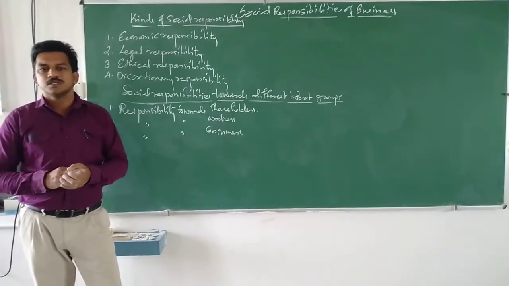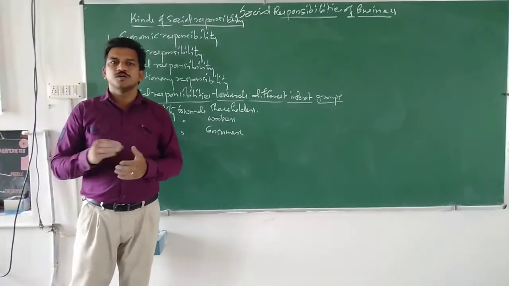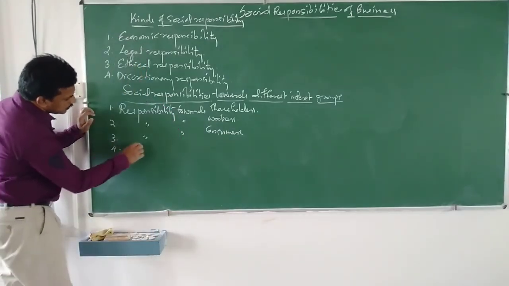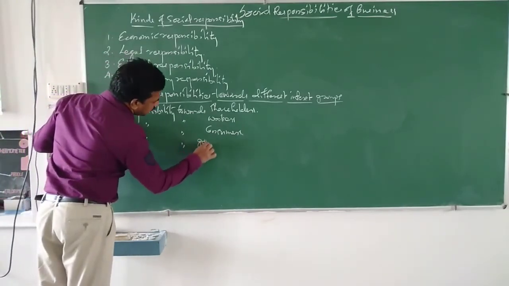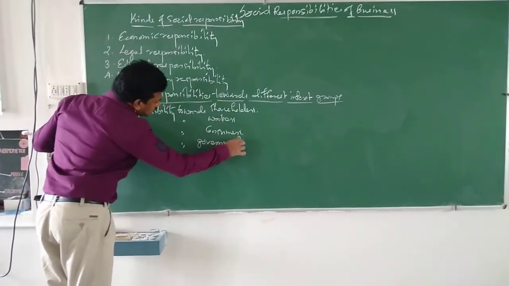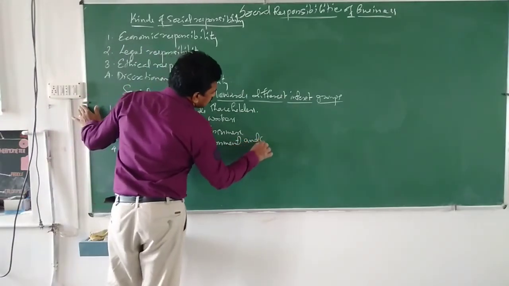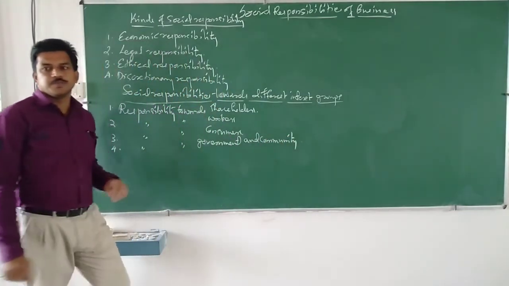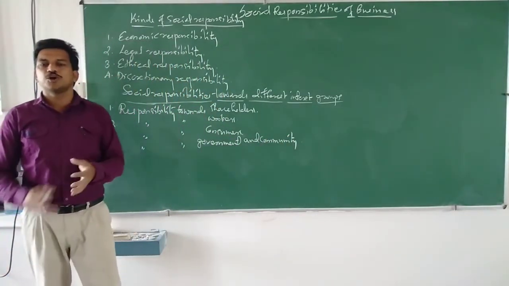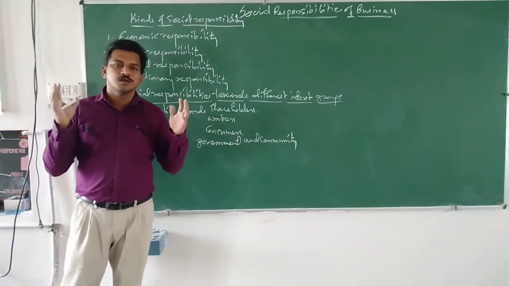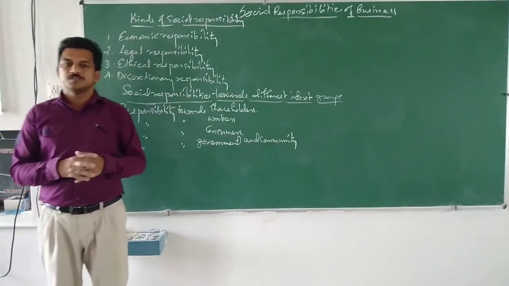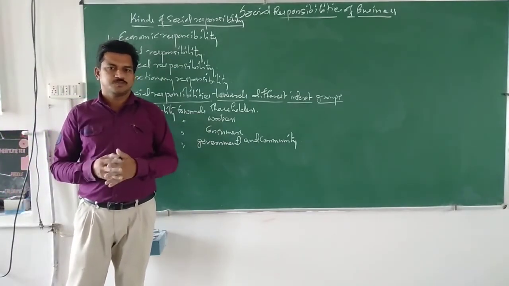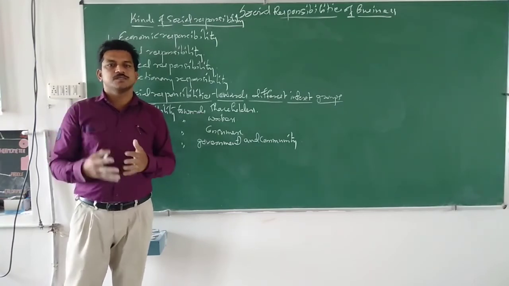The next part is responsibilities towards the government and community. Responsibilities towards government and community. Means government and public. What is the responsibility of business towards the government? Follow the rules and regulations imposed by the government. Or rules and regulations introduced by the government are to be followed. Providing correct tax for their income.